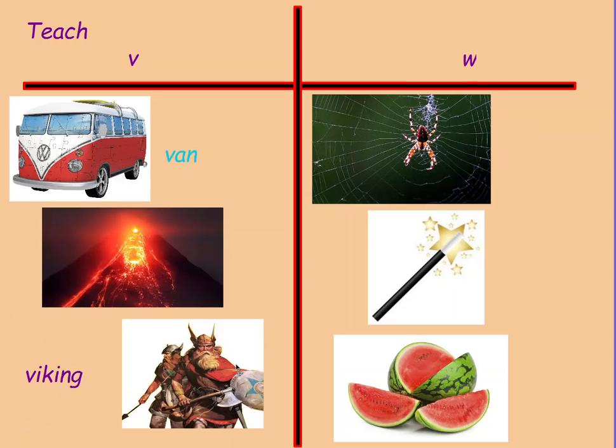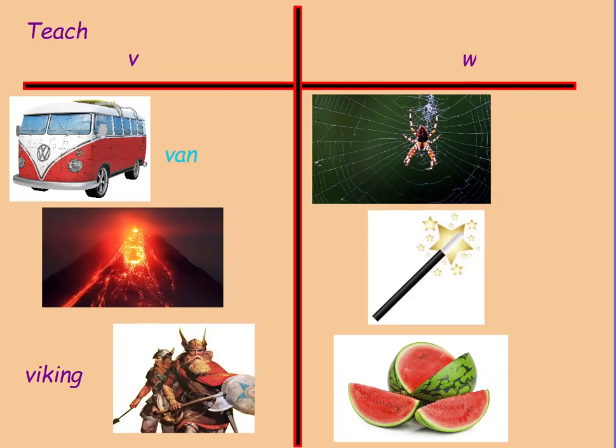Okay, here's the spelling of Viking. You can see it here. I don't need you to spell the whole word correctly. If you did, you can give yourself an extra tick. But did you get that initial V sound correct? So van, volcano, and Viking all begin with V.